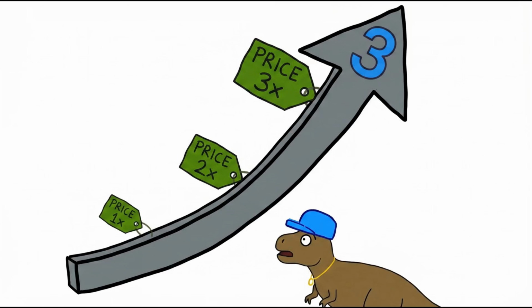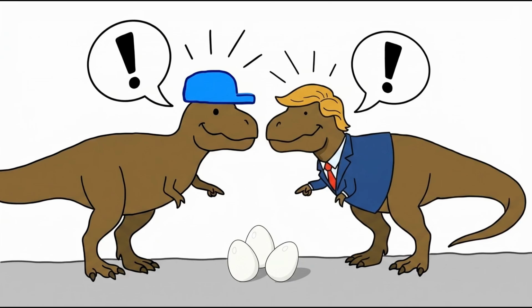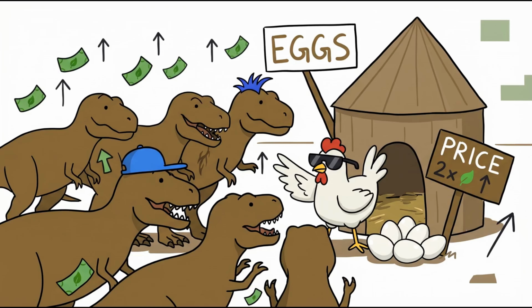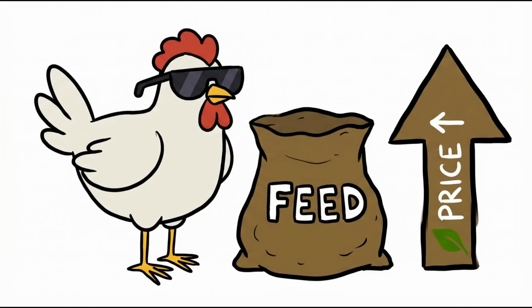Inflation. Last year, 1 egg cost 2 leaves. This year, 1 egg costs 4 leaves. Same egg, double the price. That is inflation. Prices going up over time. Why does it happen? 3 main reasons.